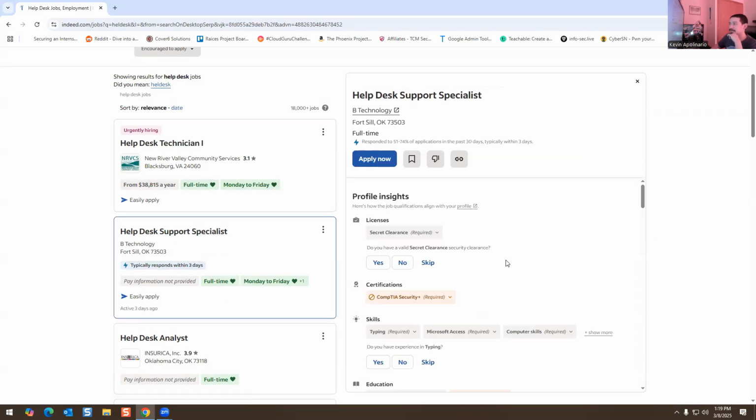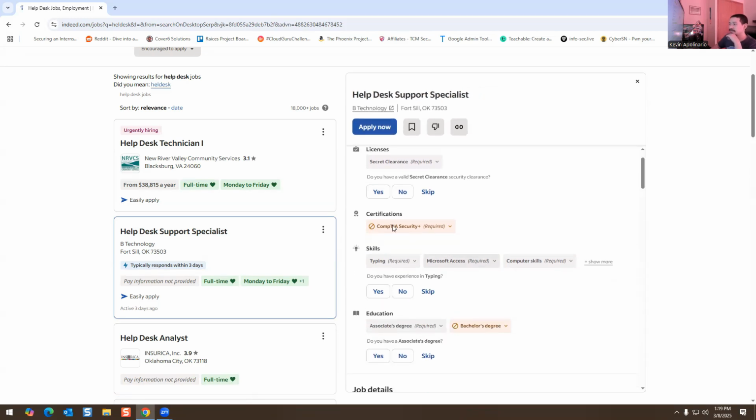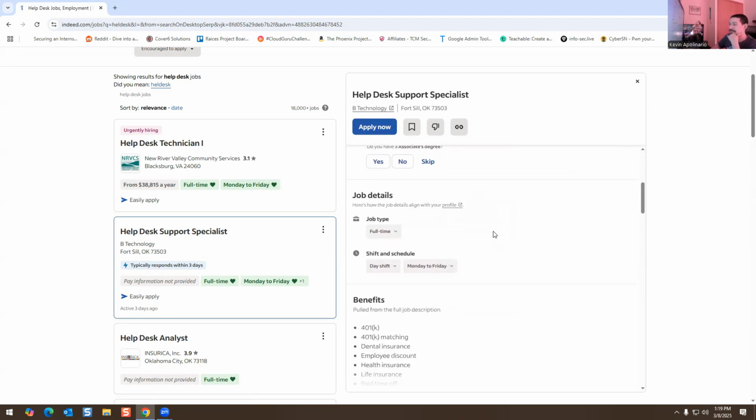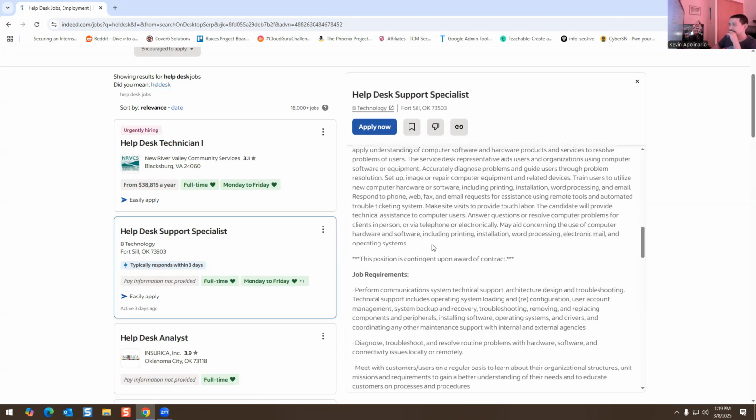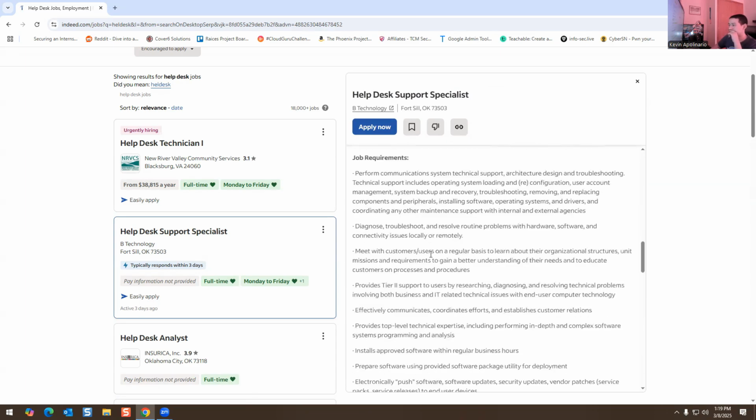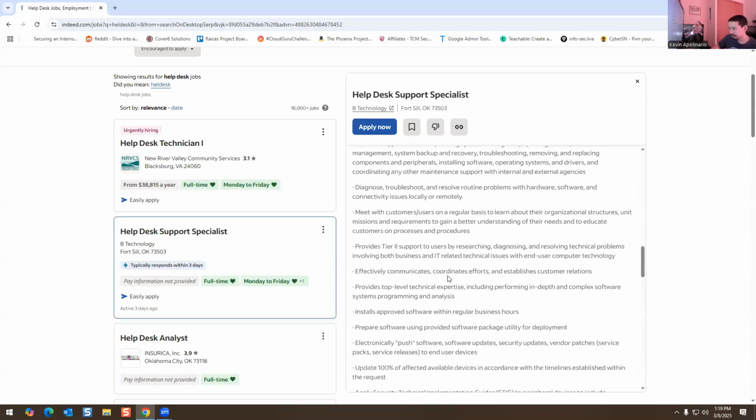Let's look at the next job. This is help desk support specialist. Security Plus is required for this job. I'm not sure why. Maybe it's a government agency job. Train users, phone response, fax, provide troubleshooting steps, meeting with customers on a regular basis, customer service. For a package utility for deployments, I'm not sure.